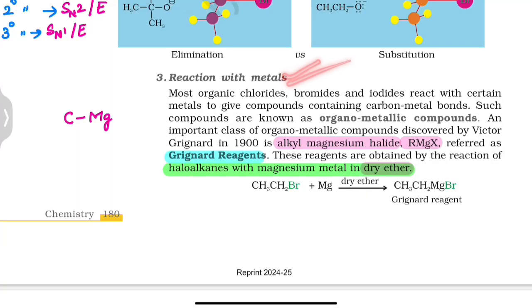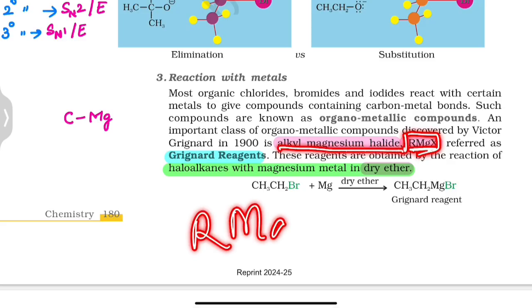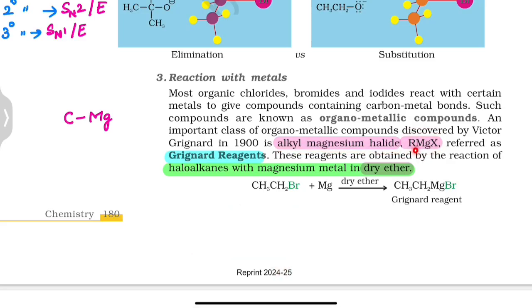Next is reaction with the metals. Here mainly we are going to study about Grignard reagent. So what is Grignard reagent? Alkyl magnesium halide, RMgX. The general formula you should remember, RMgX. The metal which is used here is magnesium. Alkyl magnesium halide is called Grignard reagent.